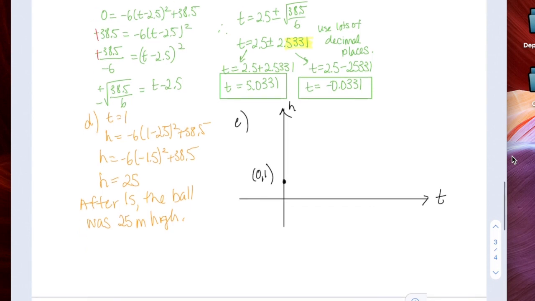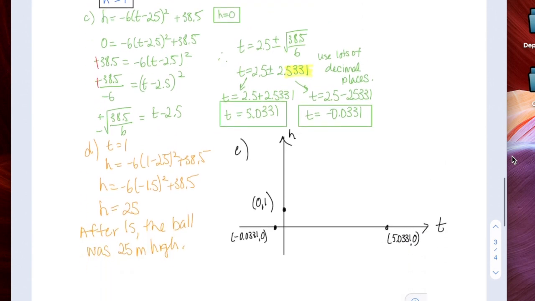We have two t-intercepts. We have one at negative 0.0331, comma 0. We have another one over here at 5.0331. Okay, and we also know that the vertex is 2.5, comma 38.5. So it's not going to be dead in the middle, but it's going to be somewhere over here. So this is not to scale.